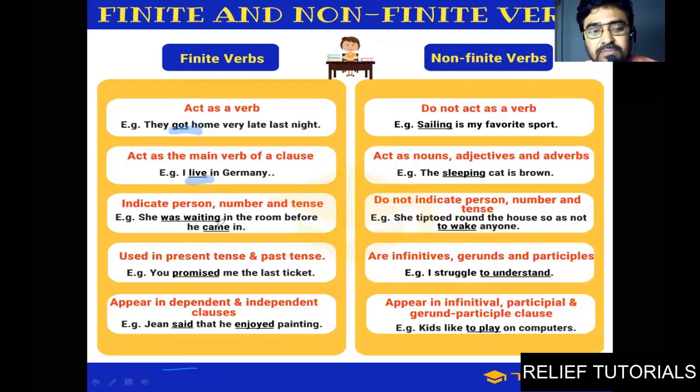Here again come has got another form, came. It is again finite because it shows the tense, exact time and situation. So it is a finite verb and belongs to simple past. It can be used in present and past form. So this is all about finite verb.